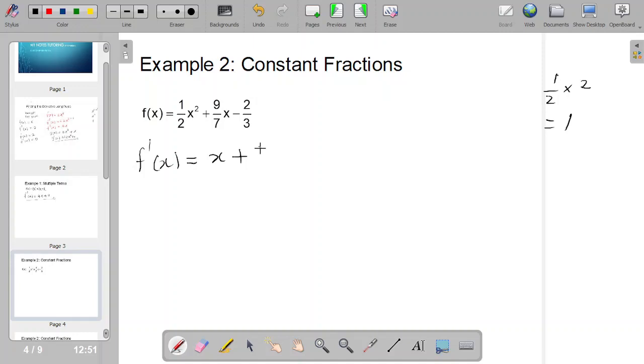So this will be 9/7. And then the derivative of a constant is 0. So if it is 0, there's no need to write the 0. We just leave it like that, and this will be our derivative.